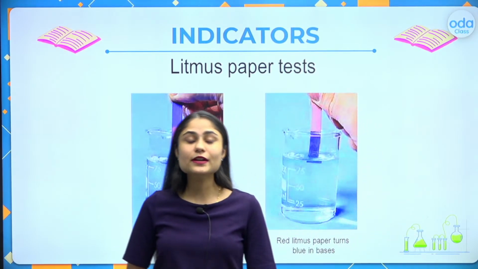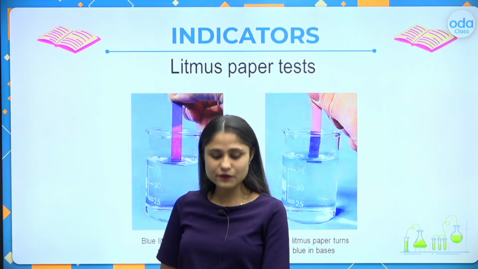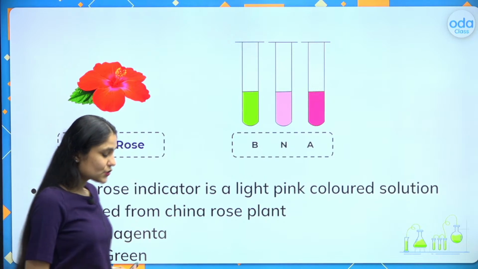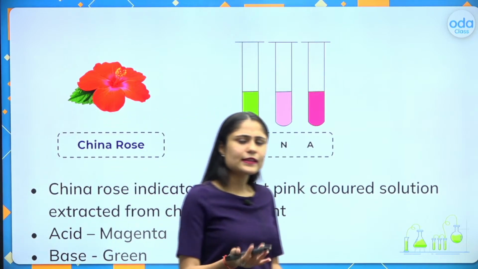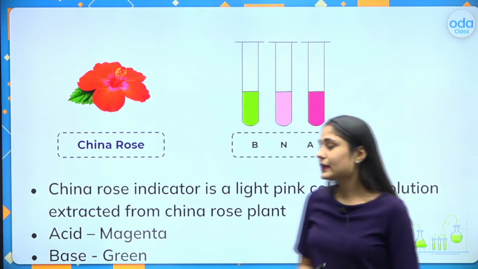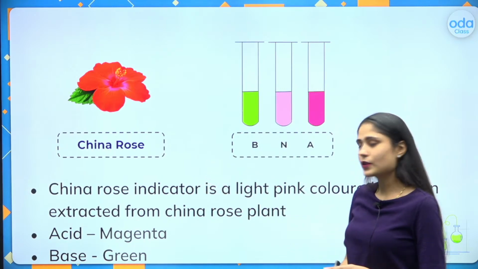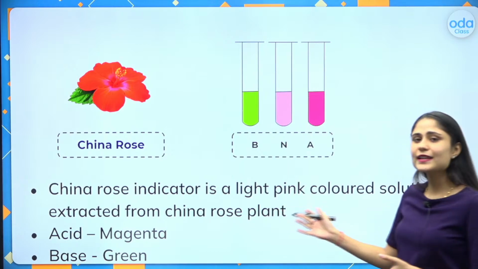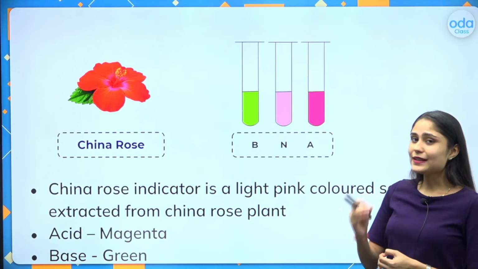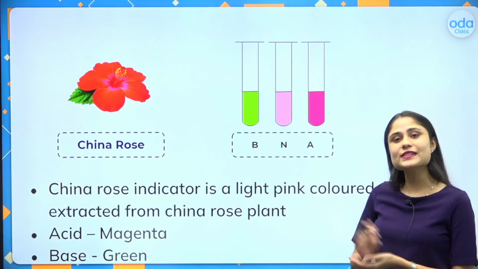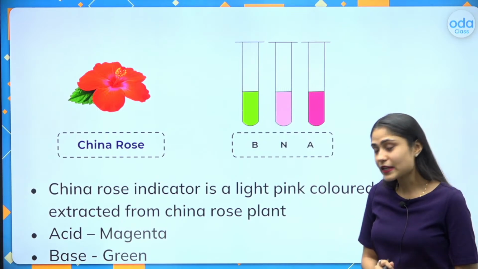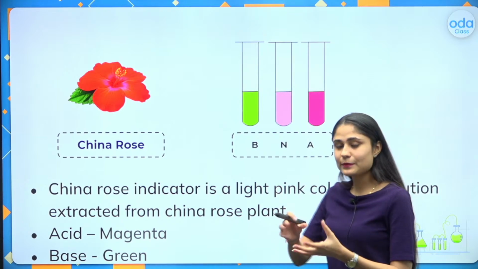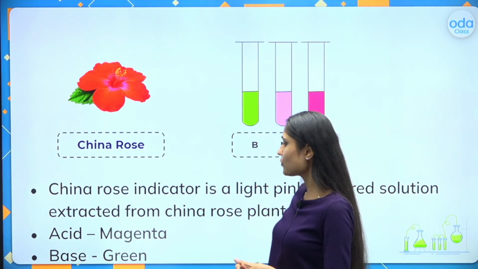Let us try to learn about more types of indicators. And my dear students, here we go. Another type of indicator that is naturally available is the China rose. The China rose is an indicator that is light pink in color. And as the name suggests, as you can see right here, it is obtained from a China rose plant. It can be extracted from that plant.